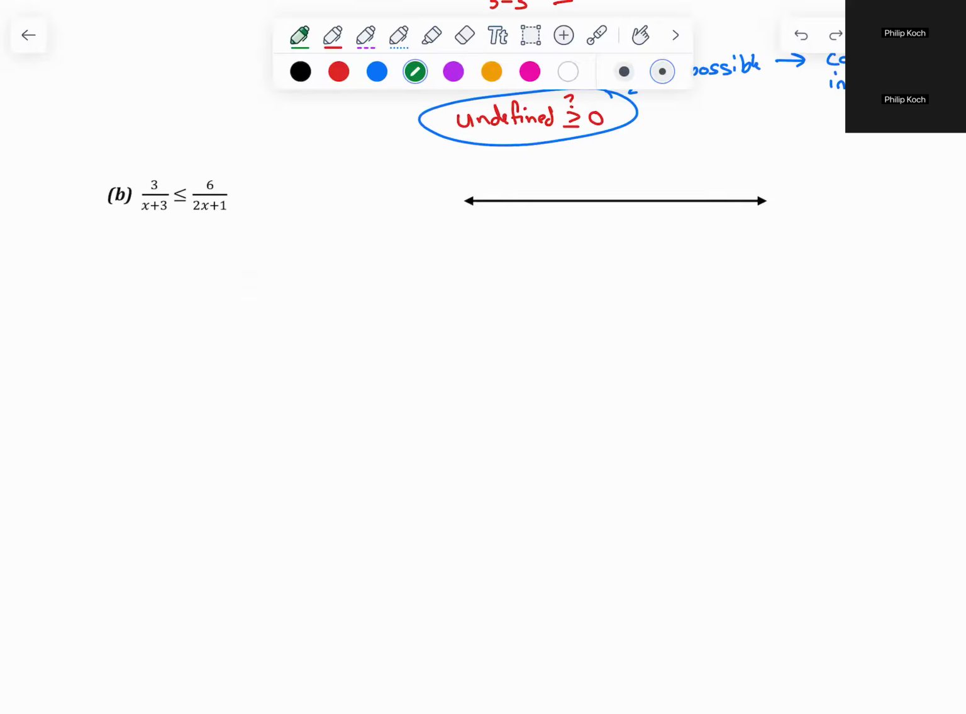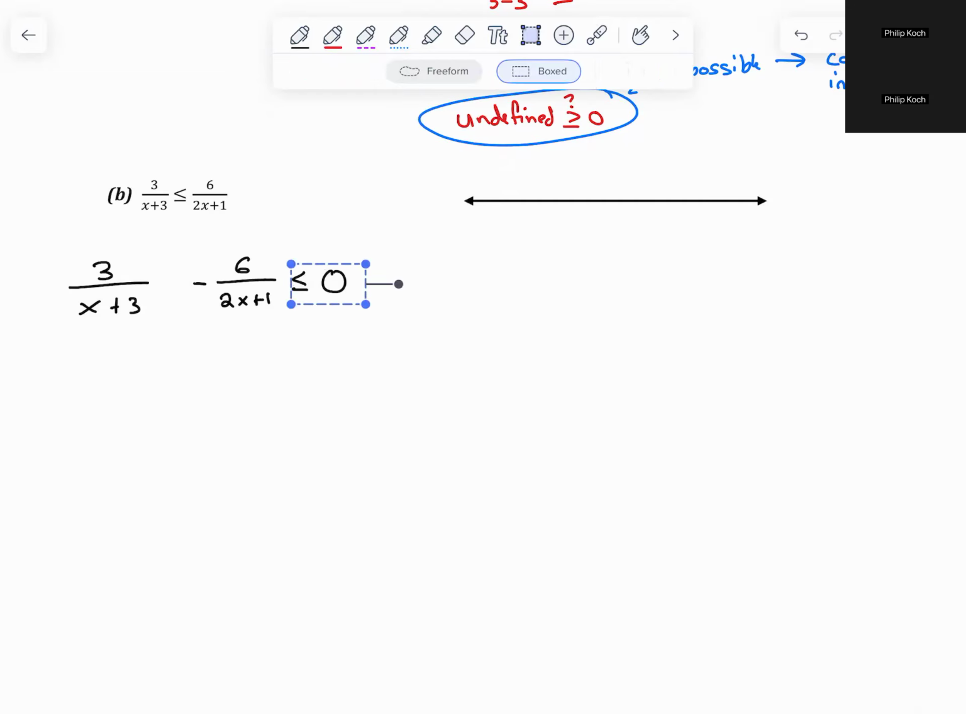So we've got 3 over x plus 3 minus, leave a little bit of space and then write the minus sign, 6 over 2x plus 1 is less than or equal to 0. Oh, actually, leave a little bit of space before the less than or equal to sign, like that. So we've already got everything on one side. That's good, but we can't factor it right now. So what should we do?